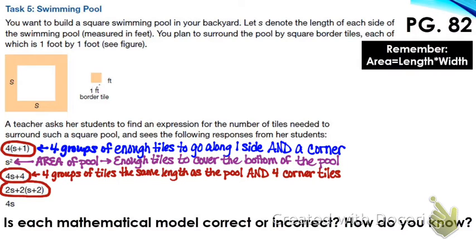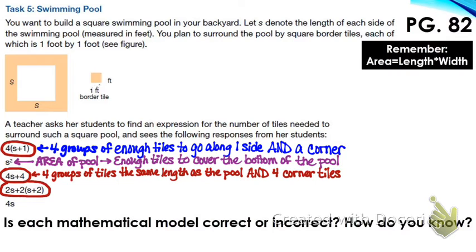Up here I had to start with the parentheses, because that's order of operations. Inside the parentheses is s plus 2. What does that mean in my context? The bar and those little tiles. The bar and these 2 little squares. So enough tiles to go along one side of the pool and 2 corners.